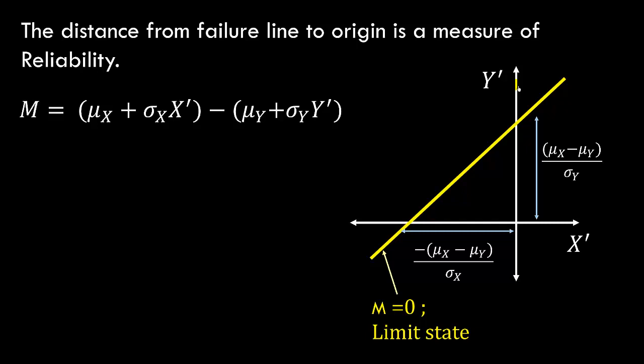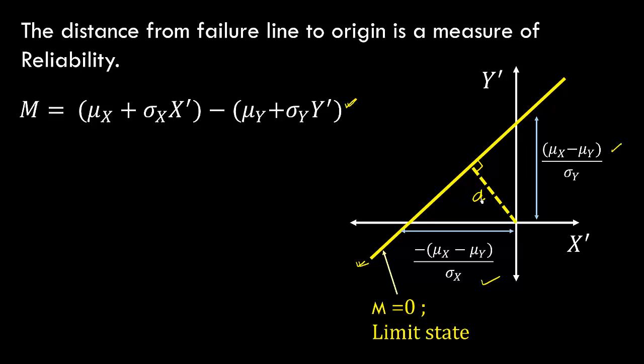So this is saying the distance from origin, shortest distance, to the limit state line is basically measure of reliability. And the limit state line equation is this one. I have to plug this equal to 0, that is m equals 0. In this case, this is the limit state line, and this is the intercept on y-axis, and this is the intercept on x-axis. And this is the shortest distance from origin to the limit state line. Let's call this distance as d. Now the question is how we calculate this distance.